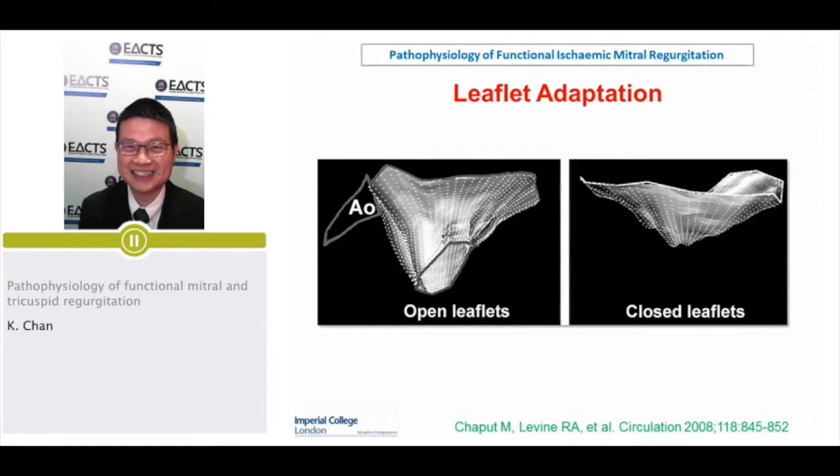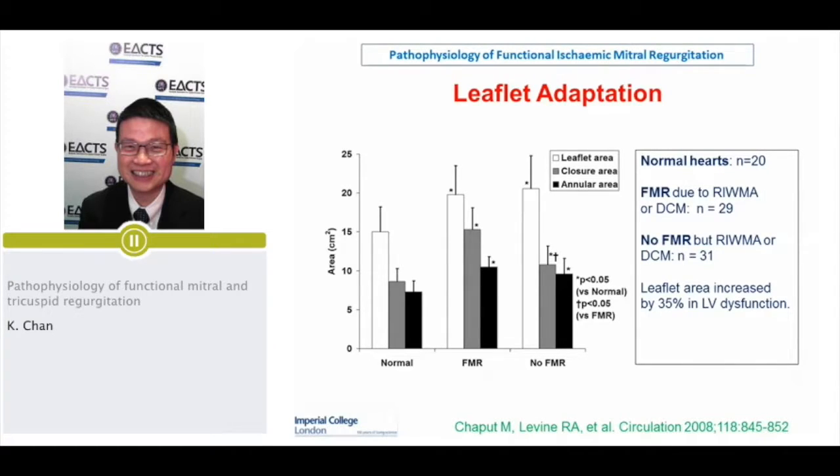More recently, this group from Massachusetts, Chaput and Levine, have demonstrated that the mitral leaflets actually adapt to ischemic mitral regurgitation by enlarging. In an attempt to decrease the regurgitation, the leaflets enlarge. And they were able to measure the total surface area of the mitral leaflets, including the coaptation zones. And they demonstrated in this diagram that there are three groups of patients.